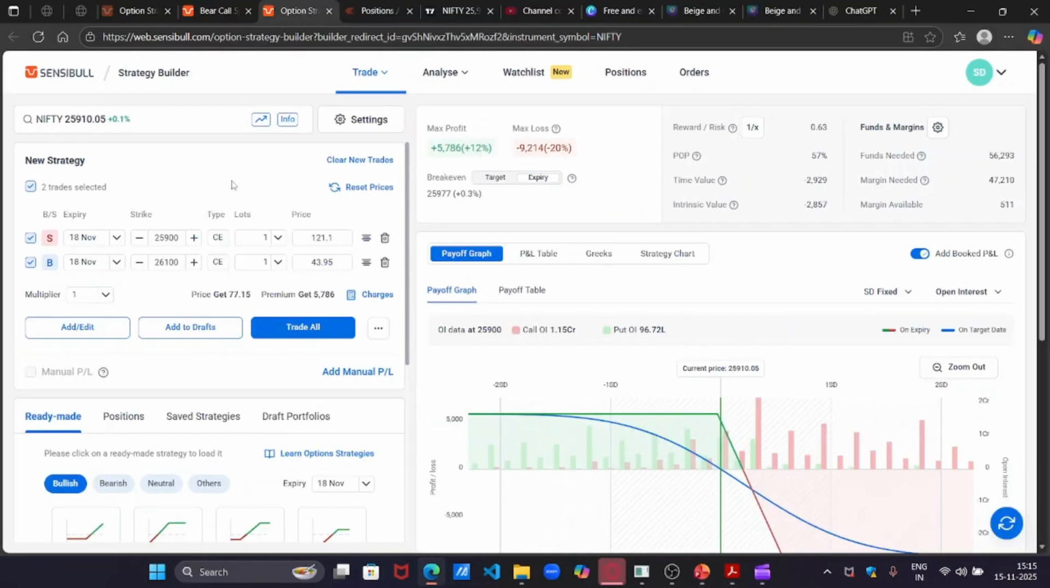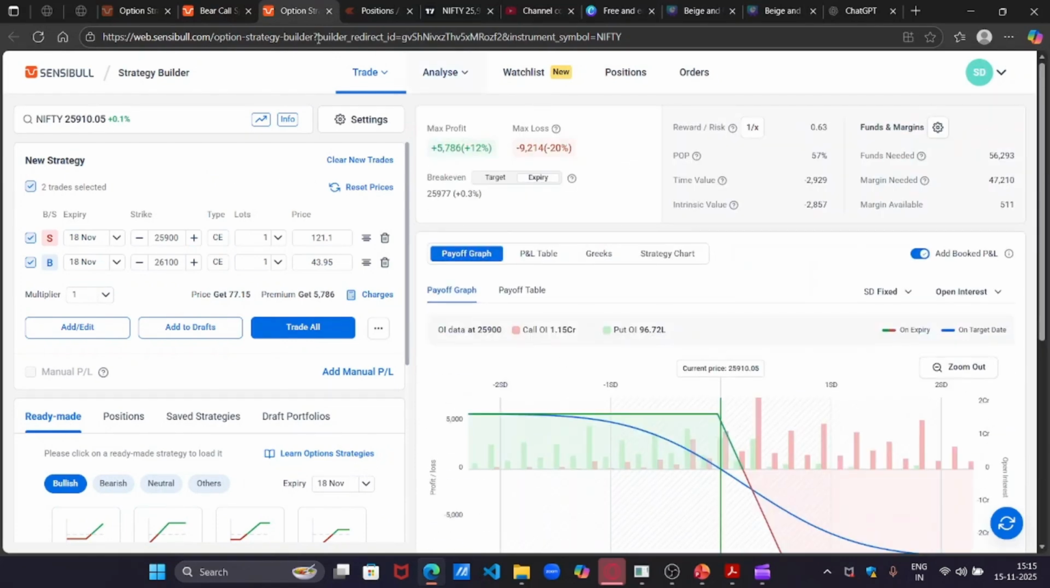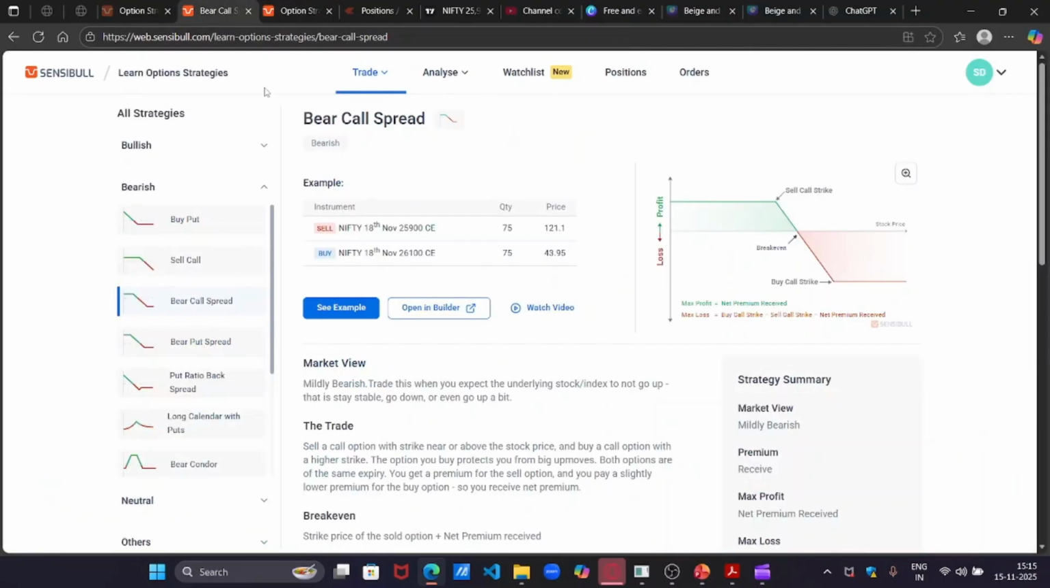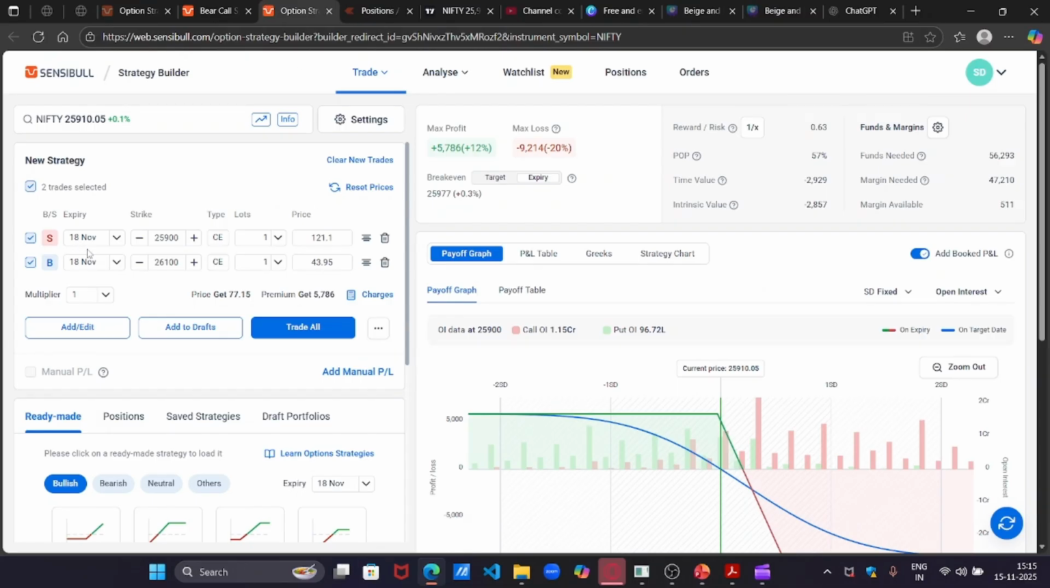Okay, so this is what Sensibull is giving me, bear call spread. This is what I'm looking for. So what I'm saying is, if the market stays at 26,000 and below, then I should make profit. If you see here, we are trading for an expiry of 18th November.